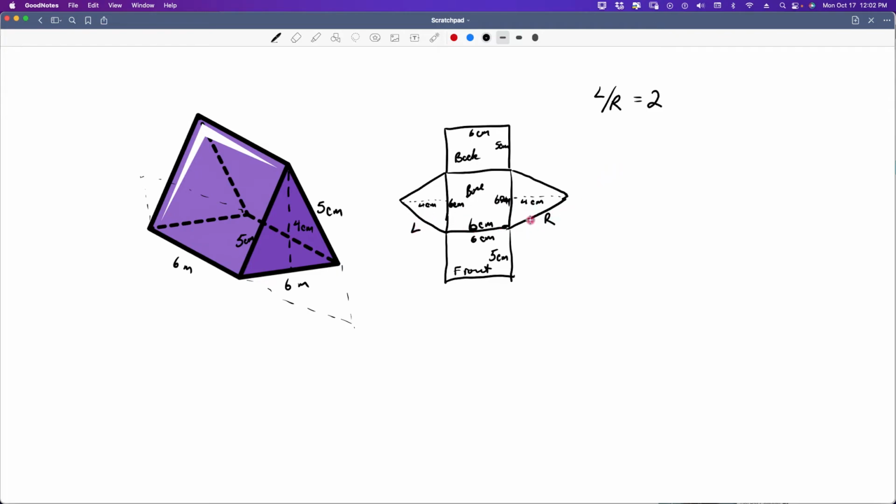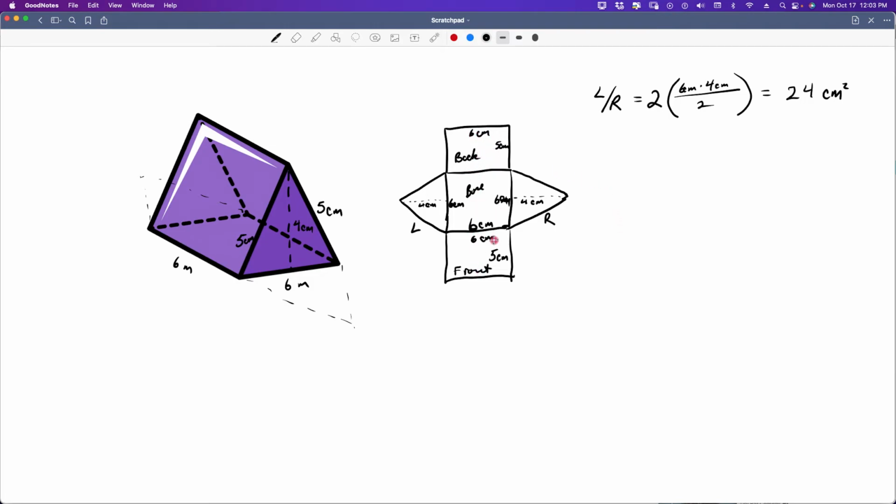Well, my left and my right are going to be triangles. So I need to do base times height, and the base is 6 centimeters, and the height is 4 centimeters, divided by 2. Okay, that's my left and my right. 6 times 4 is 24, divided by 2 is 12 centimeters squared, times 2, that's going to equal 24 centimeters squared.